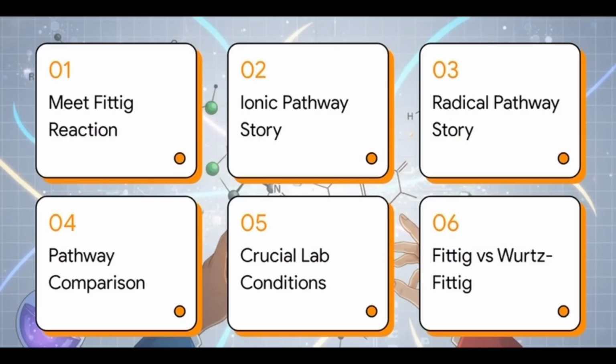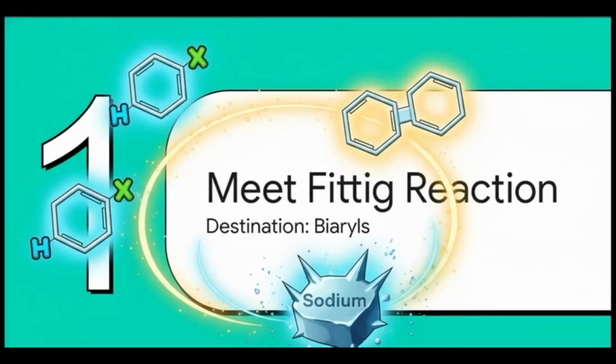Okay, let's dive into this. Here is a quick look at our roadmap for today. Number 1, meet the Fittig reaction. Number 2, the ionic pathway story. Number 3, the radical pathway story. Number 4, pathway comparison summary. Number 5, crucial lab conditions. And finally, number 6, Fittig versus Wurtz-Fittig. Let's start with part 1, meet the Fittig reaction.